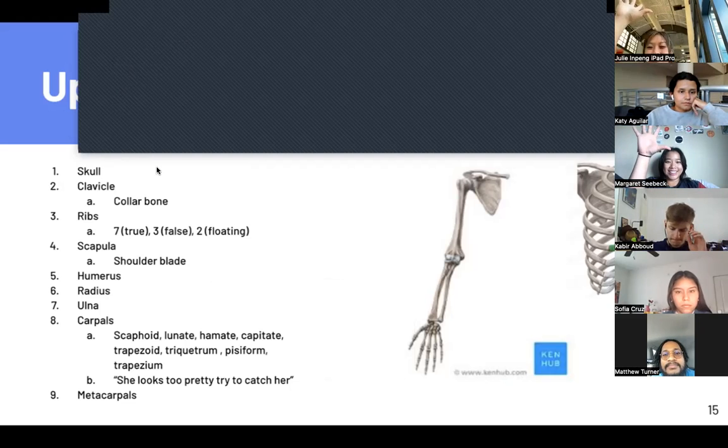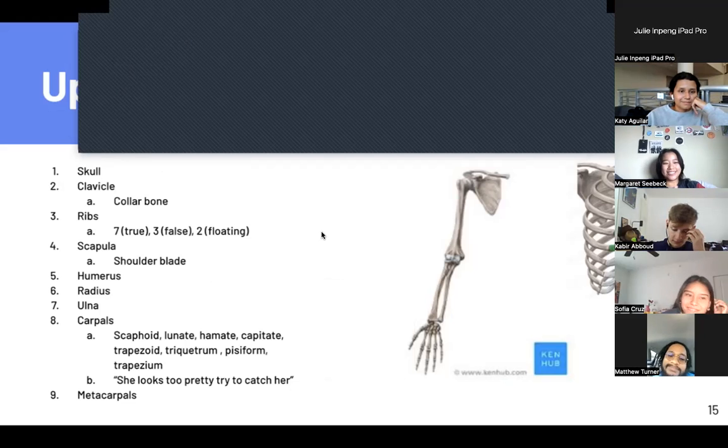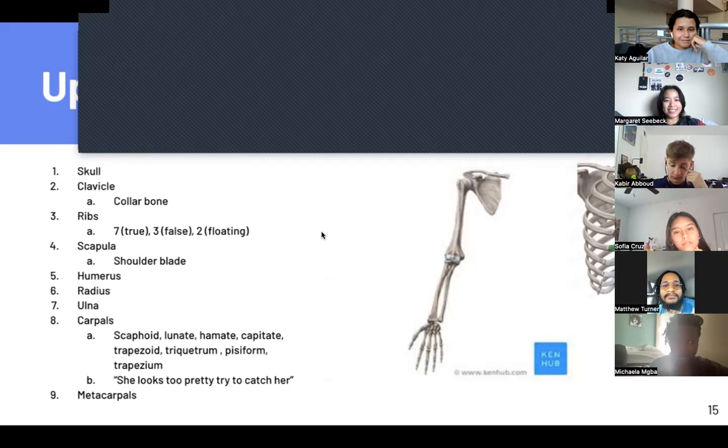So, oh, you know, it's the radius. Yeah, perfect. Does anyone else have any ways they remember the radius and ulna? That was a good one. I've never thought of that one before.